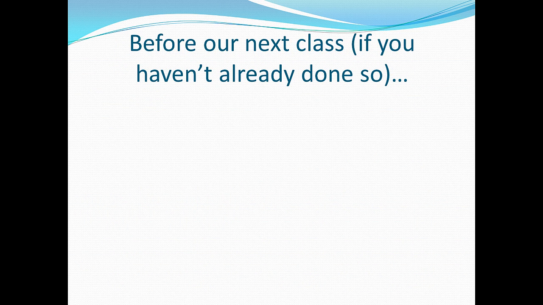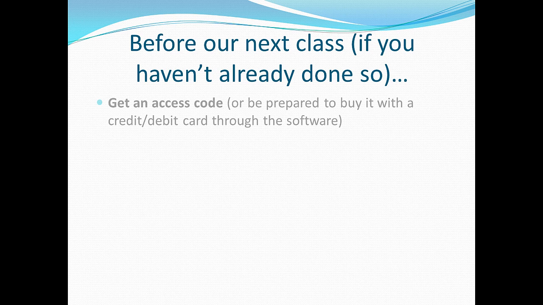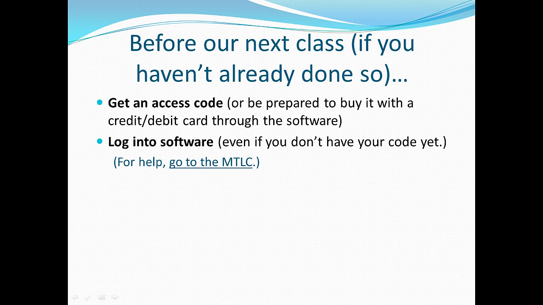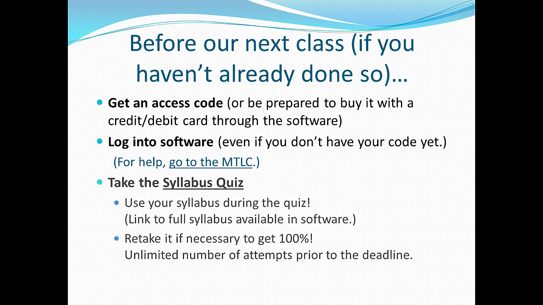Now, what are you going to do before class next time, assuming you haven't already been working on this, which you could have. That'd be nice if you had. You need to get that access code if you haven't, whether it's temporary or permanent. You need to go on and log into the software. If you have any trouble, go over to the MTLC. They're set up to help you. They know that people are going to come in with problems on how to do this in the beginning, and that's what they're there for. That's their job. So go over and get help if you're having trouble.